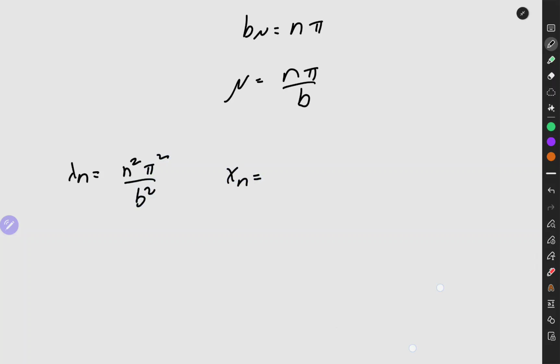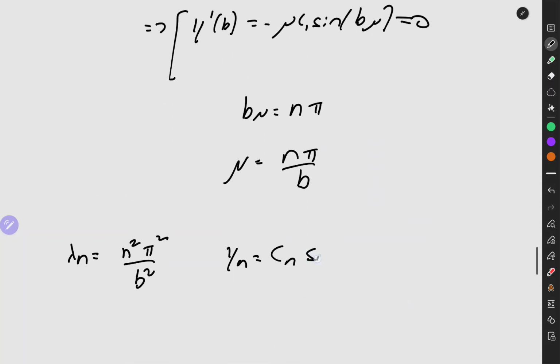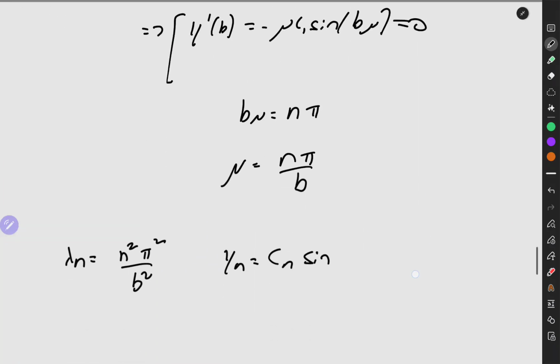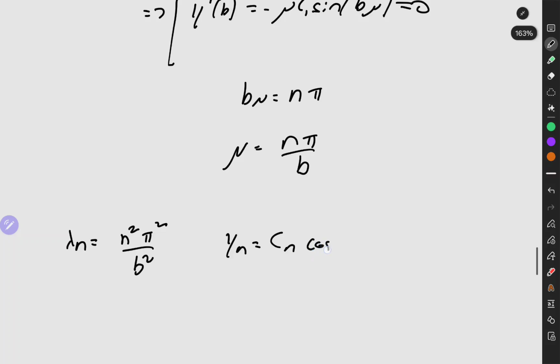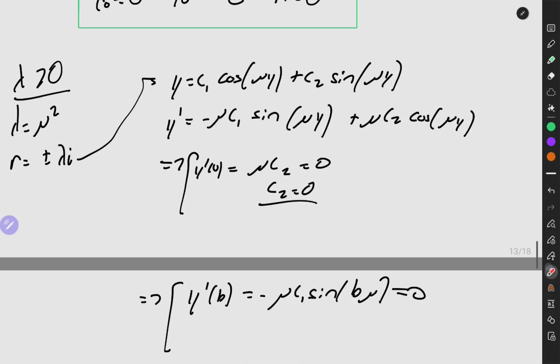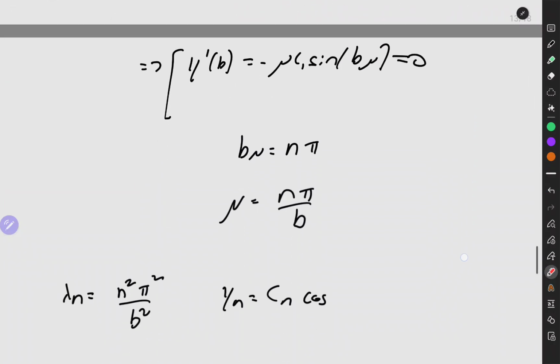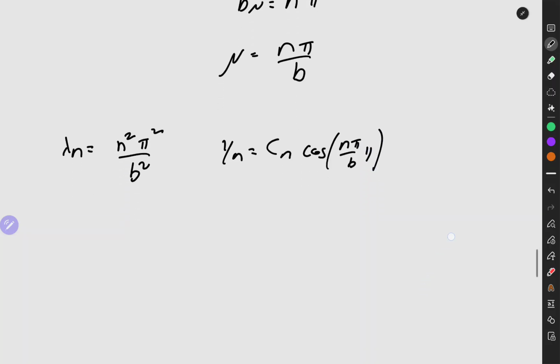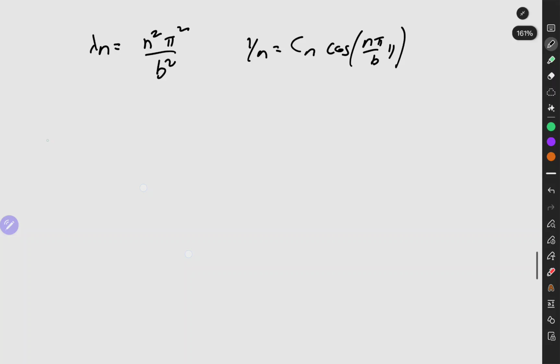Our eigenfunction is, sorry, this is y. Y sub n equals C sub n cosine, since C2 is 0, I'm looking at this up here. Cosine of n pi over b times y. Right. So that's that. Step 3.